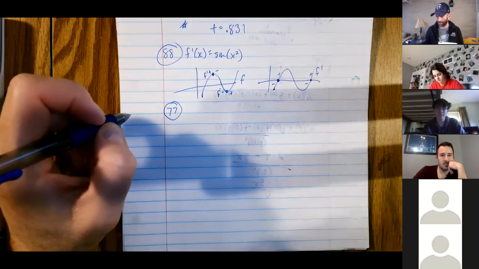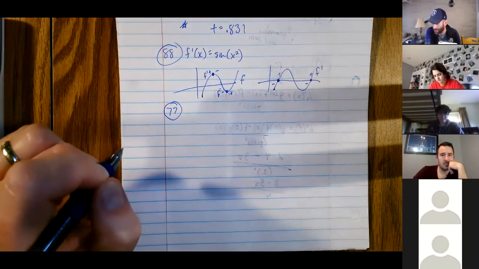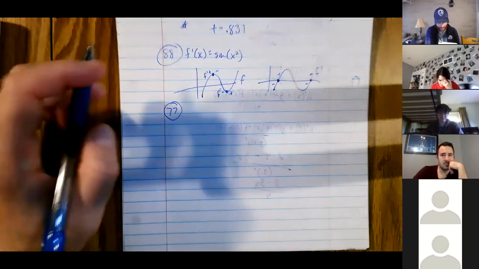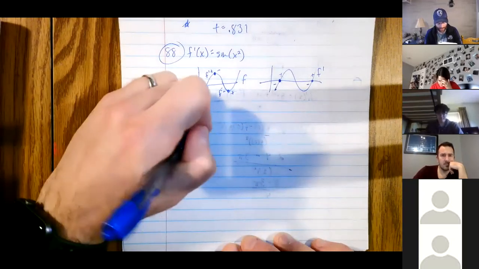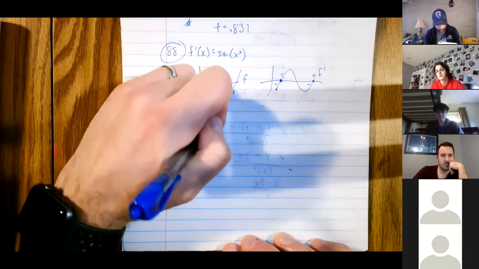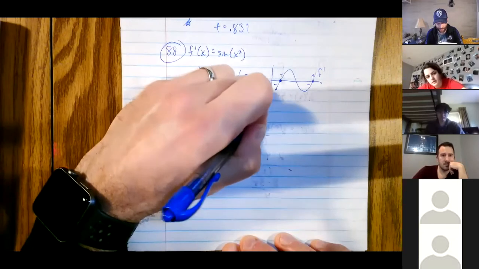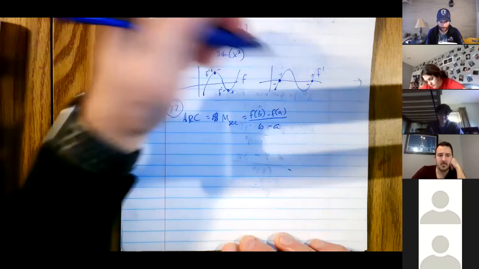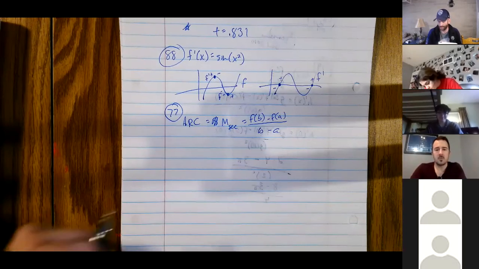All right, so 77, let f be a differentiable function with selected values given in the table above. What is the average rate of change of f over the closed interval 0 to 10? All right, so you have to remember average rate of change is just the slope of the secant line, right? So m secant is just going to be f of b minus f of a over b minus a, right? And so all we're doing is just trying to find the f of b.